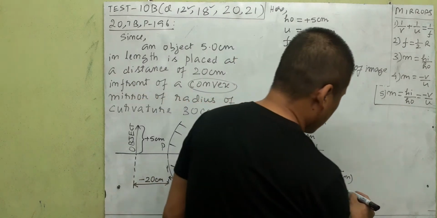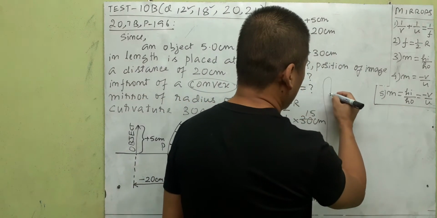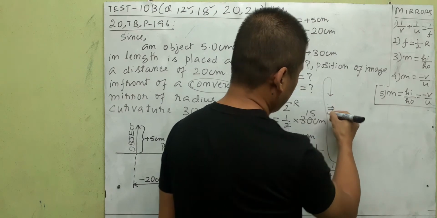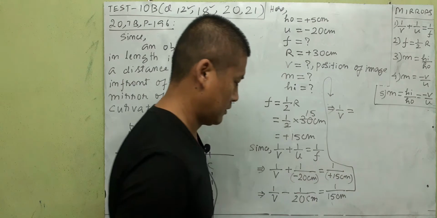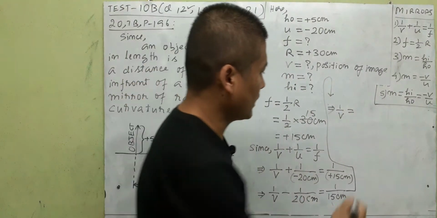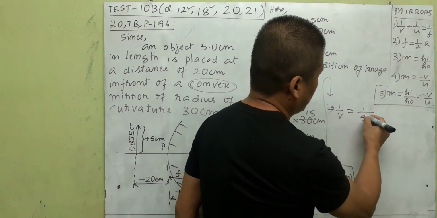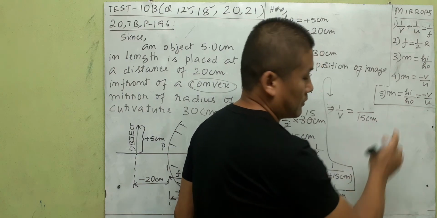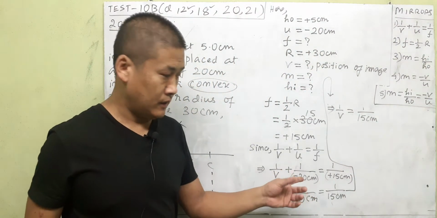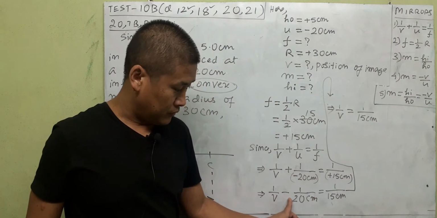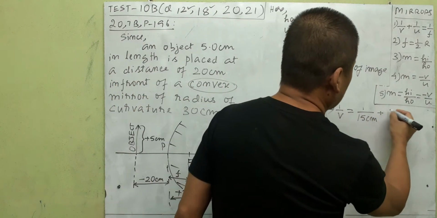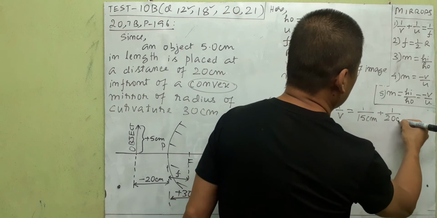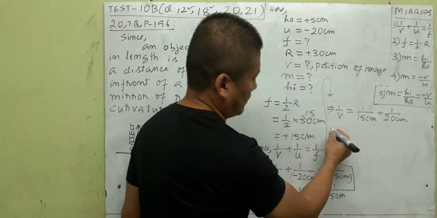So as we continue solving this, that implies 1 by V, just put there, and this one also on the same side, so 1 by 15 centimeter, right? And then shift this minus 1 by 20 from the left side to the right side, then minus will become plus, we know this, so 1 by 20 centimeter.